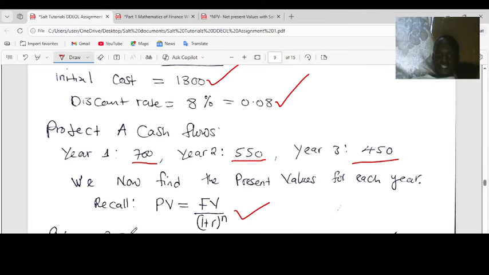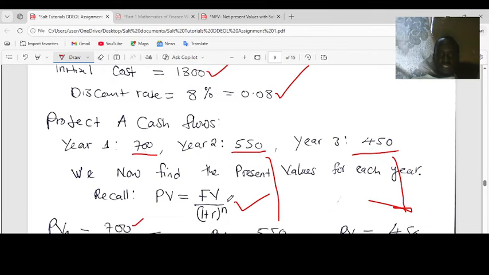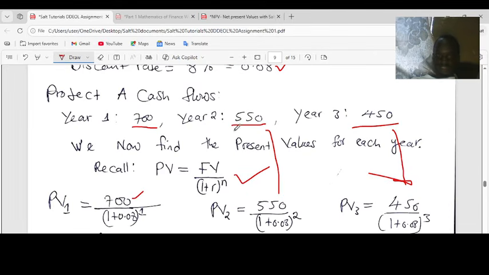Future value in year 1 is 700. We are looking for the present value. Discount rate is 0.08, so 1 plus 0.08, power 1. And then present value for year 2, 550 is the future value. As usual, the discount rate is still 0.08, 1 plus 0.08 power 2. The same you do to the 450 kwacha. So these are the 3 years, and these are the cash inflows for the 3 years, and these are their present values which we have calculated.